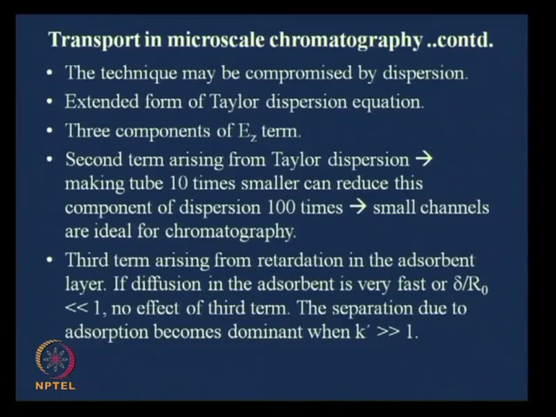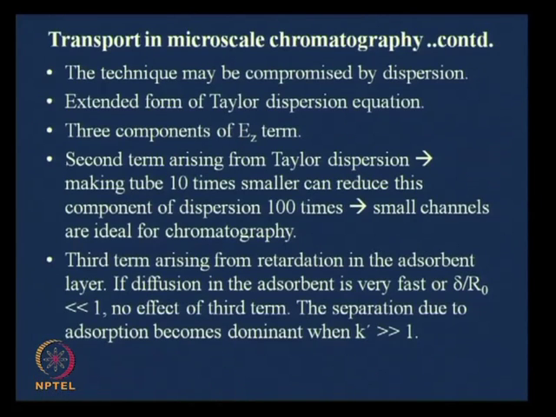Now, what we have done next is we mentioned that this technique may be compromised by dispersion. That means, at least this was shown in the last class, when you are introducing A, B, C, D, and they are eluting at different times, you get peaks of A, B, C, D at the outlet. Now these peaks can get broadened because of this dispersion. If it had been a sharp peak, you could have identified, okay, this is the peak. But if it gets broadened, there is always a possibility that some peaks get lost because of this dispersion. So that's what the first point in the PowerPoint slide means, the technique may be compromised by dispersion.